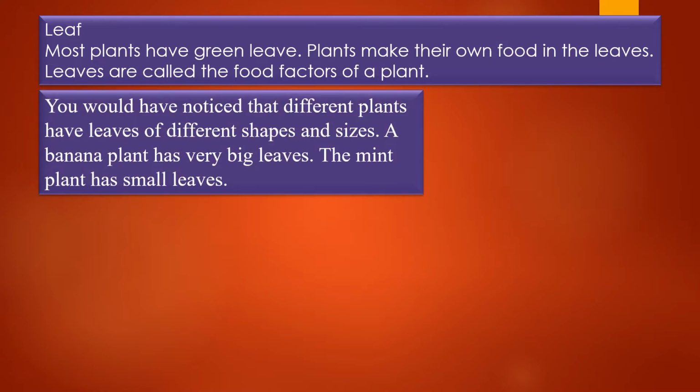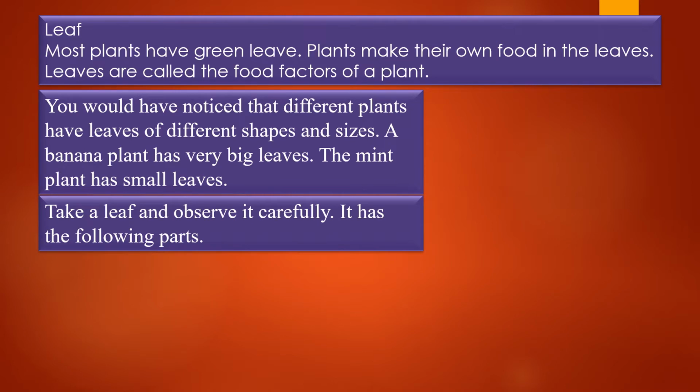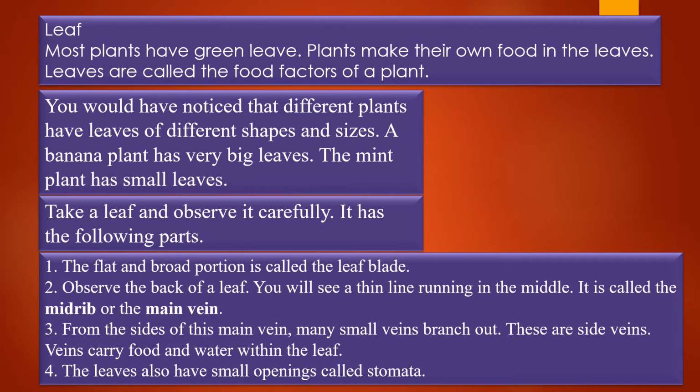Then you would have noticed that different plants have leaves of different shapes and sizes. A banana plant has very big leaves. The mint plant has small leaves. Take a leaf and observe it carefully. It has the following parts. The flat and broad portion is the leaf blade.